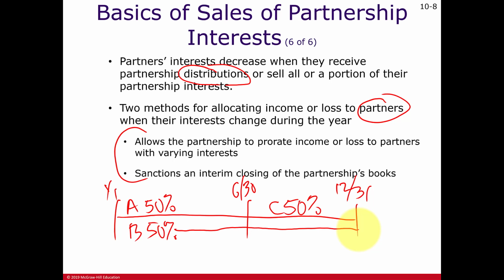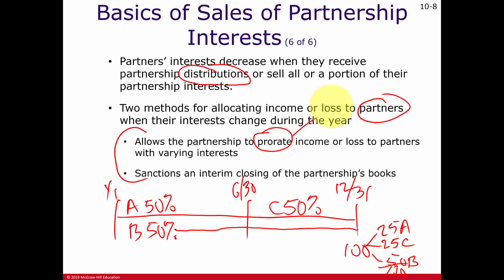So let's say we have $100 worth of income or loss at the end of the year. How would you divide this up among the partners? Well, if you use this prorated method, partner B will get 50, half of the income, and partner A will get 25 because that's half of the half for the year, and partner C would get the other 25 for the remaining part of the 50% for the year, totaling up to that 100 we have to allocate.